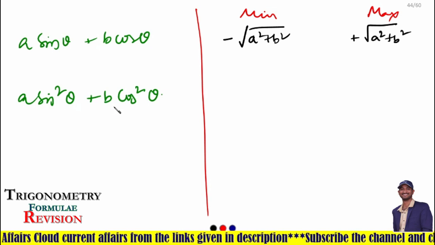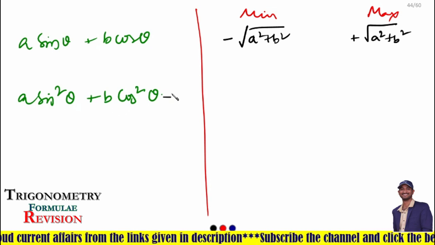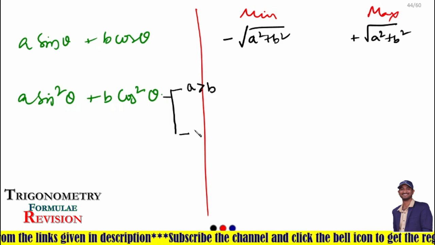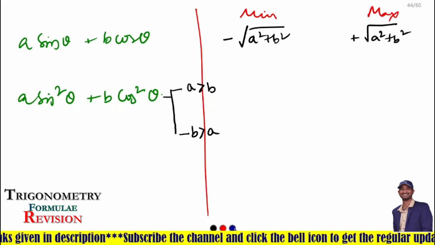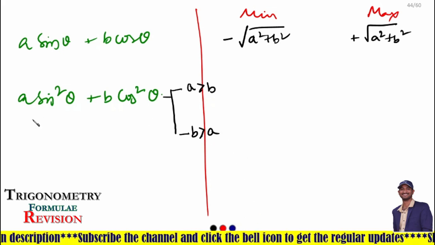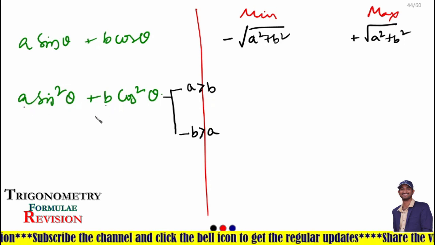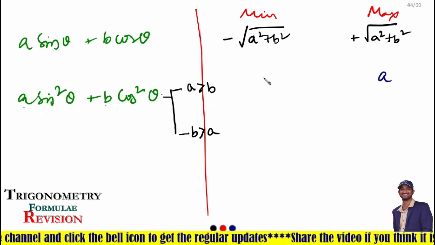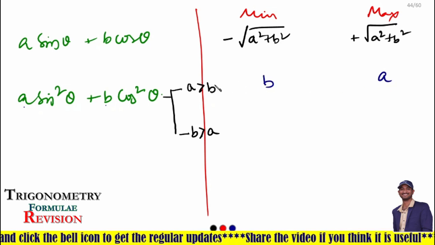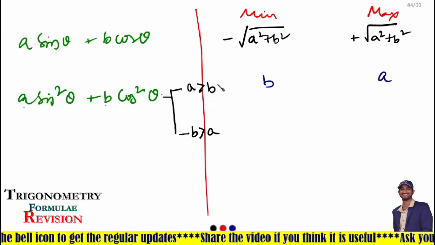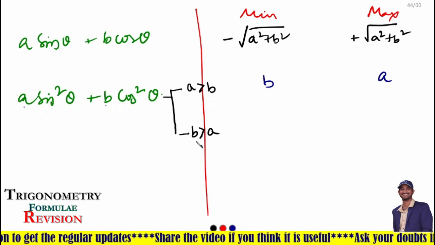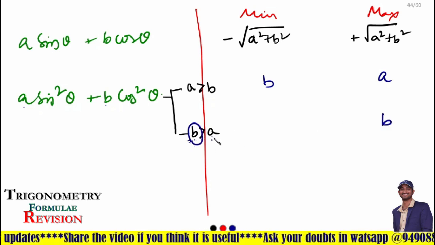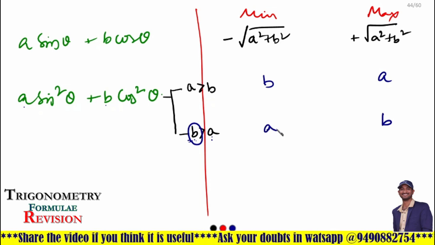Whereas a sin square theta plus b cos square theta is given, and if there are two conditions here, a is greater than b and b is greater than a. Please remember, it is very easy. In the values a and b, the maximum value is the maximum value, and the minimum value is the minimum value of the total trigonometric function. Is it clear? Suppose a is less than b, meaning b is the higher value, so the maximum value is b. A is the minimum value, so the minimum value of the trigonometric function is a.